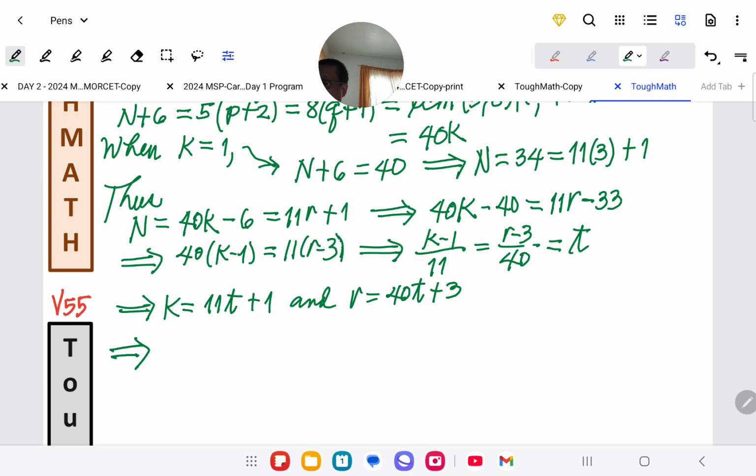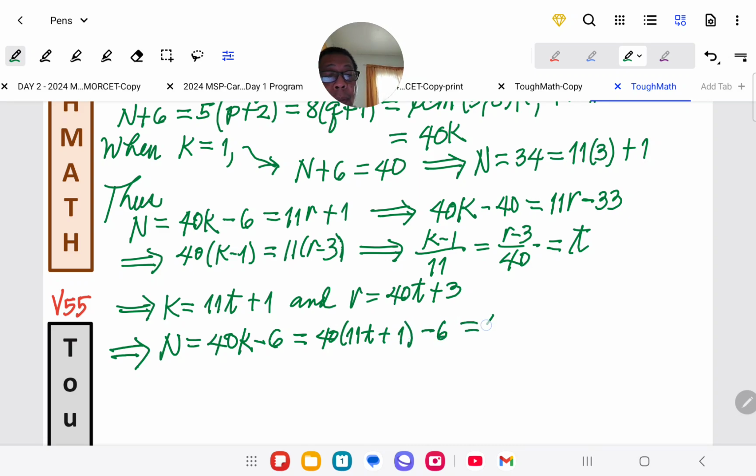Therefore, n is equal to 40k minus 6. So you have n is equal to 40k minus 6, but k is 11t plus 1, so you have 40 times 11t plus 1 minus 6, so that gives you 440t, and then 40 minus 6 is 34, so plus 34.